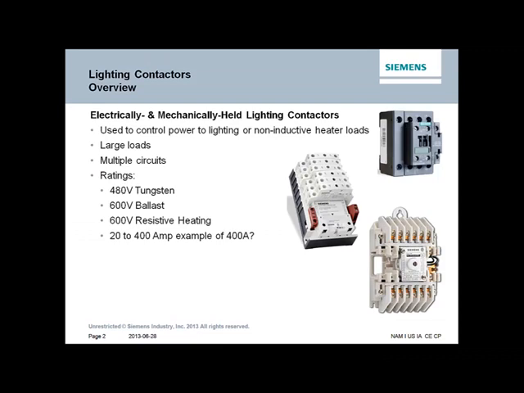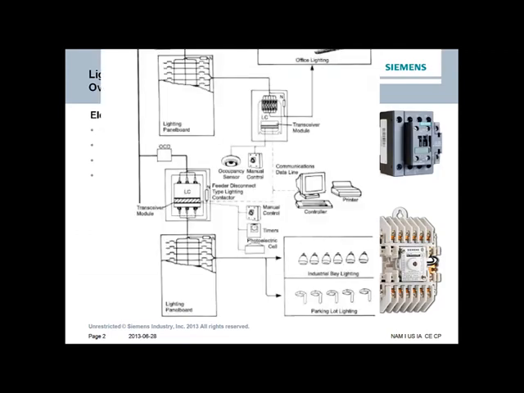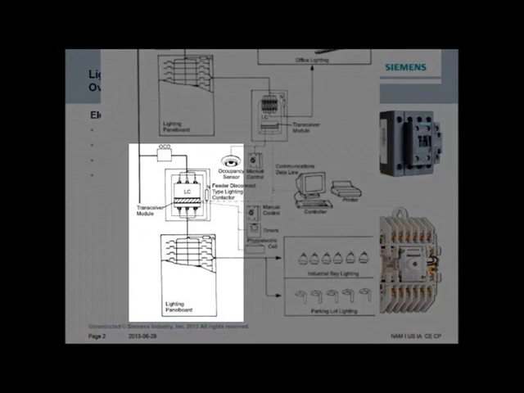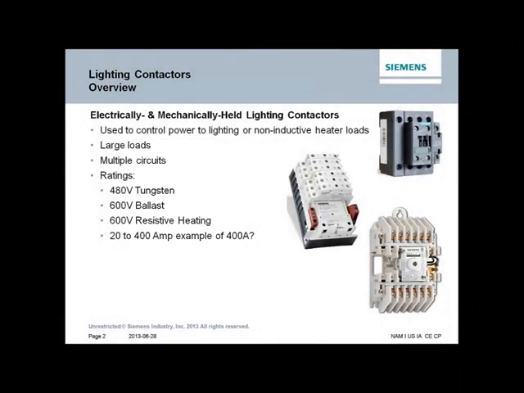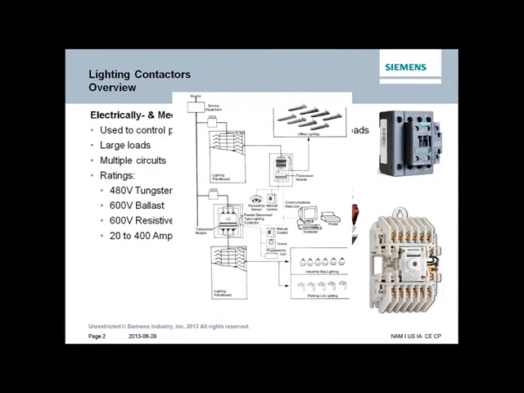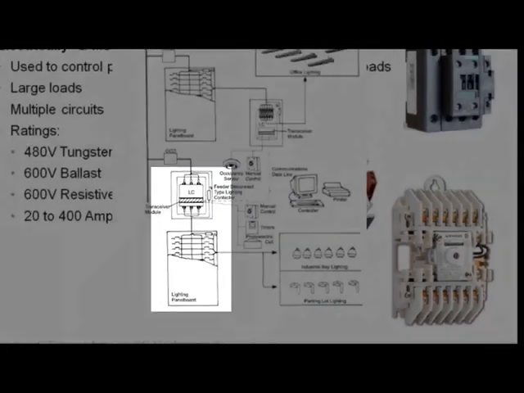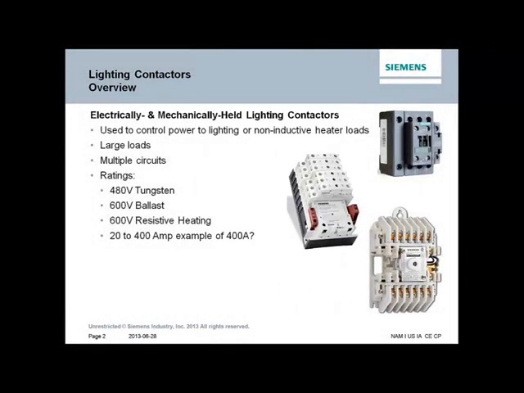A typical application in a large 400 amp lighting contactor could be, instead of controlling individual lighting circuits, you would use this contactor to control an entire distribution panel. So you would have the power going through the contactor and then feeding into the lighting panels. When the contactor is energized, it will allow power to flow through to the entire lighting panel. All the branch circuits will be energized. When the lighting contactor is off, it will kill the power to the lighting panel, thus all the branch circuits would be de-energized.